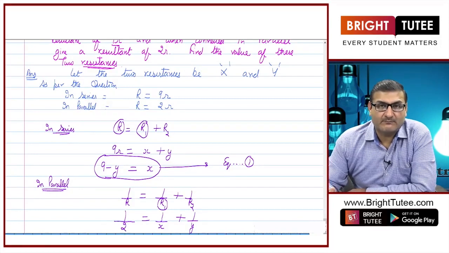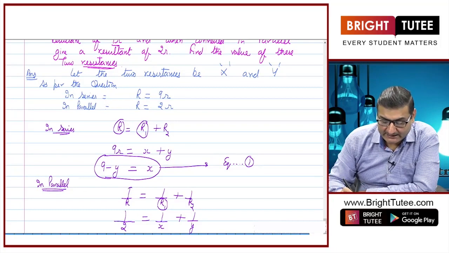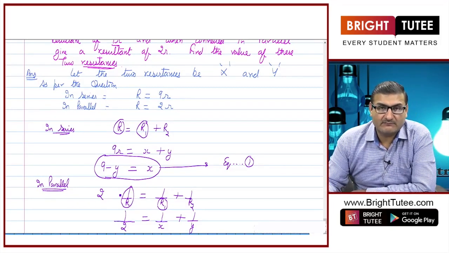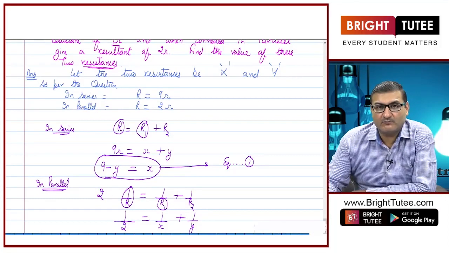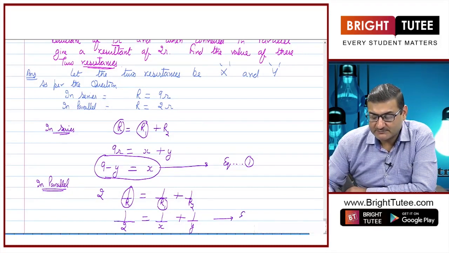Now, students, the most important mistake that students tend to make is they write 2 instead of 1 upon R. It is not 1 upon R that is given out to be 2 ohms, it is R, the total resistance, that is given out to be 2 ohms, right. Now, this becomes my equation number 2.